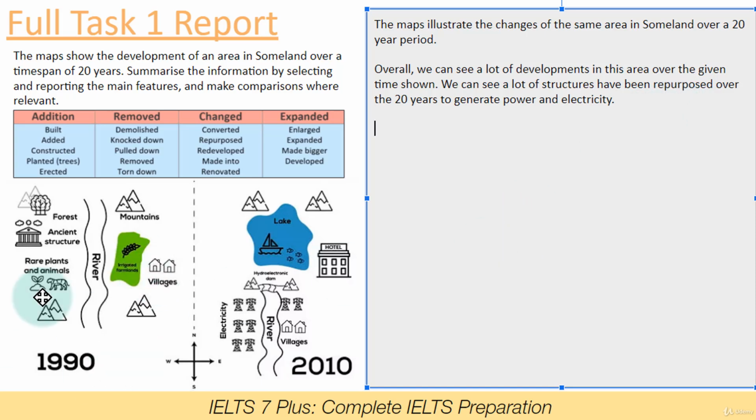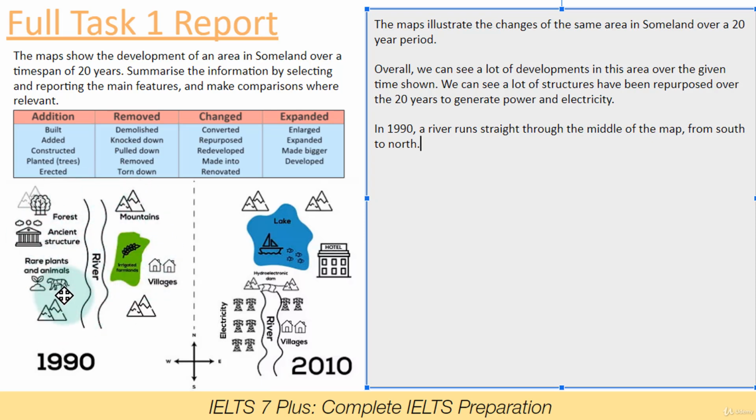So we're going to begin group 1 with 1990. The first thing I'm going to mention is that the river runs straight through the middle. That's kind of the most important feature. In 1990, a river runs straight through the middle of the map from south to north. Now I'm just going to think logically, how can I describe these features?